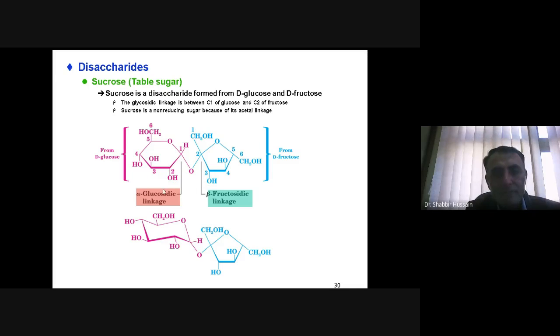And we already know that if we discuss its glycosidic linkage, they are always connected with each other through a 1,2 alpha glycosidic linkage. Okay, 1,2 glycosidic linkage के जरिए ये एक दूसरे के साथ कनेक्ट होते हैं, right? In which one glucose and one fructose molecule are connected with each other through alpha 1,2 glycosidic linkage, right? Sucrose is a non-reducing sugar because of its acetal linkage, right? Any question till here?